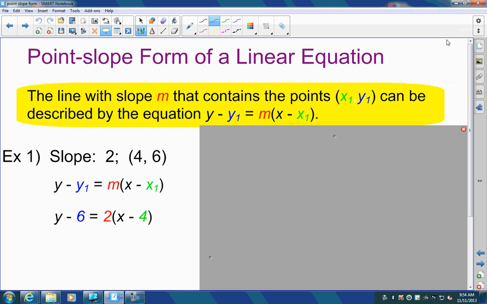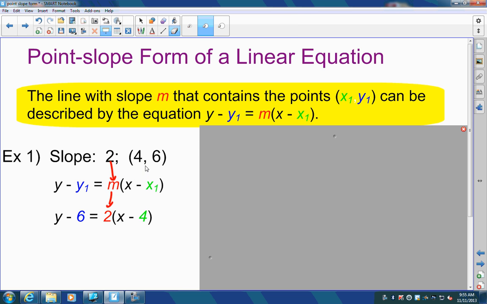Okay, so on your example number 1, we are given the slope of 2 and the point (4, 6). What we have to do is, here's our formula that you should have written down. You will put the slope right here. Slope is 2. You will put that in there for m. That goes here. Then you have your x number, which is 4.